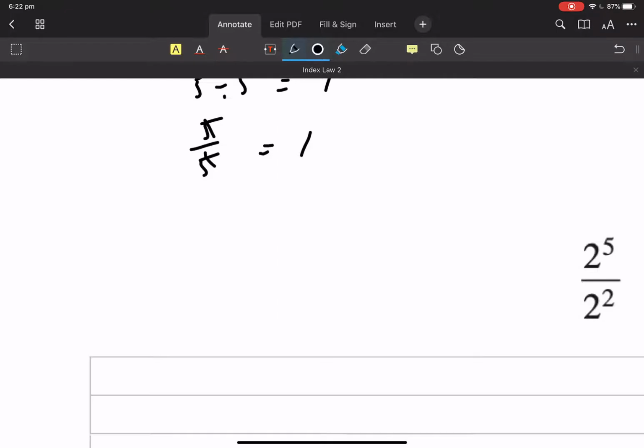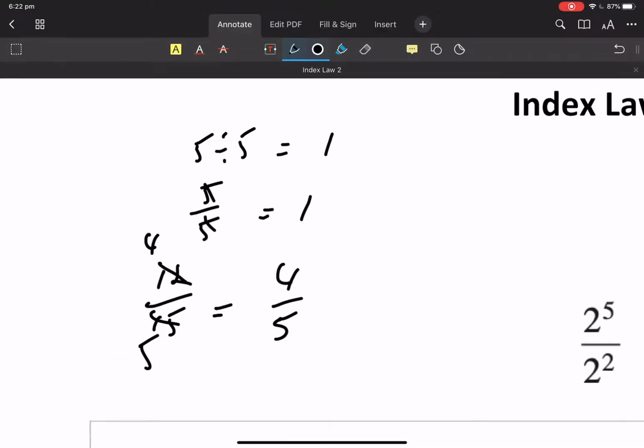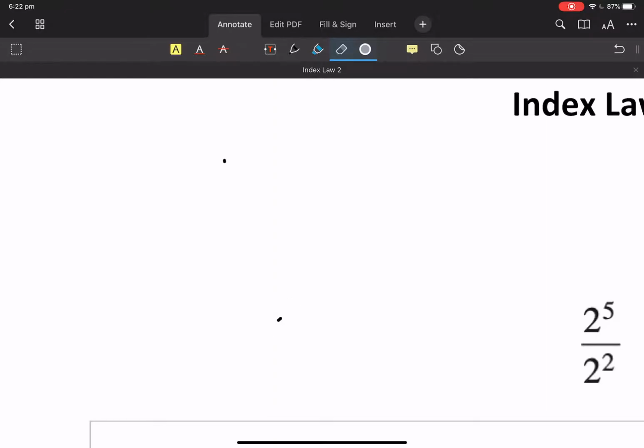How about 12 on 15? We're going to simplify that by dividing by 3. 3 fours, 3 fives. So we're looking at simplifying fractions as well as cancelling. All fundamental parts of this index law 2. Let's just rub that out and start again.